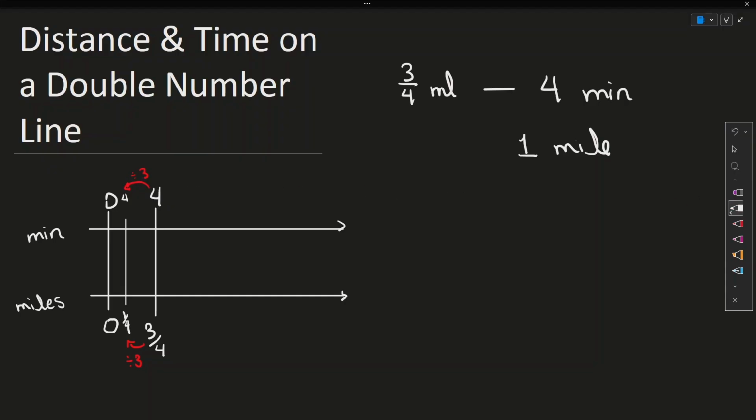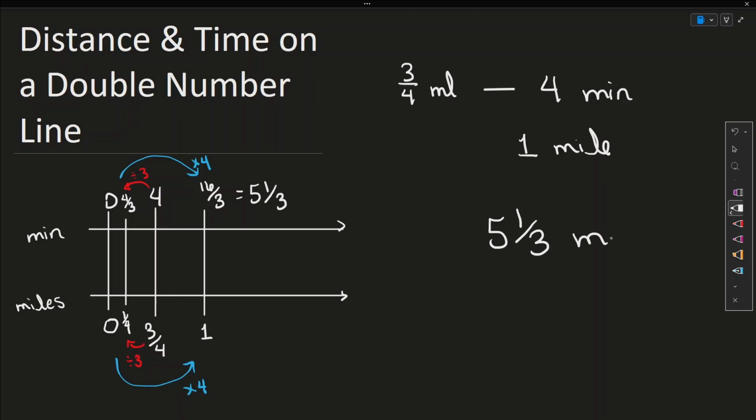That gives us 4/3 or 1 1/3. So now, in order to get to a full mile, I can multiply 1/4 by 4. So in the top, I need to multiply by 4 as well. 4 over 3 times 4 is going to be 16 over 3, or 5 1/3. So 5 1/3 minutes to travel 1 mile.